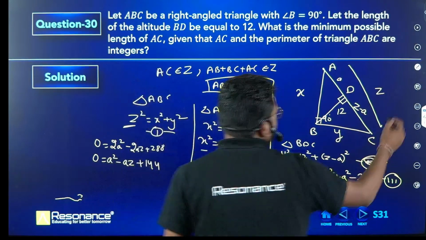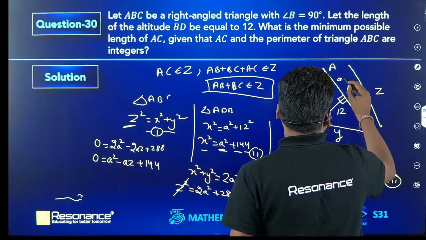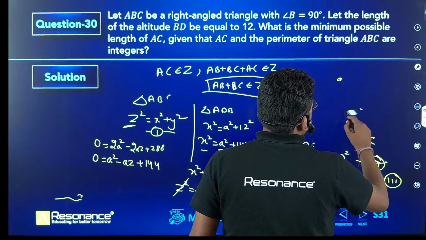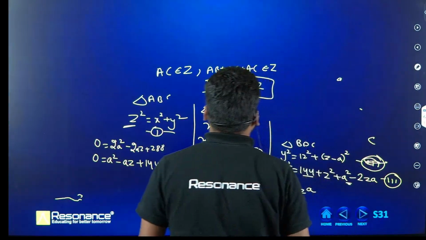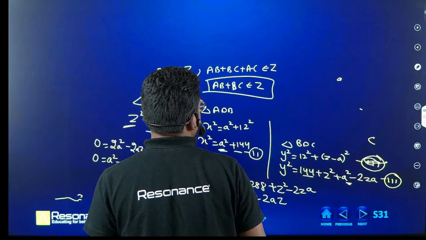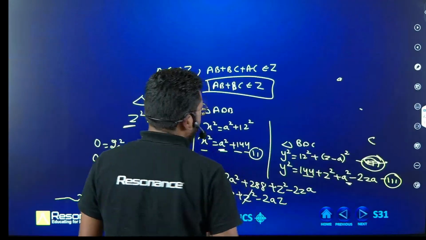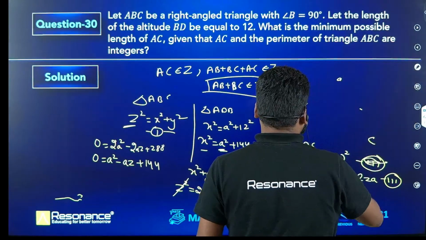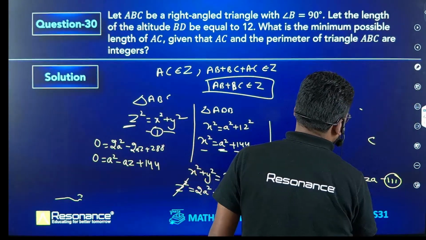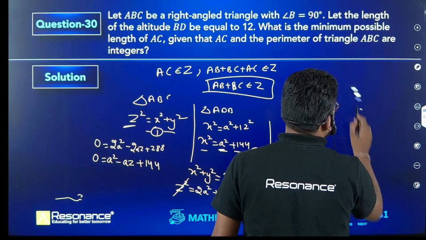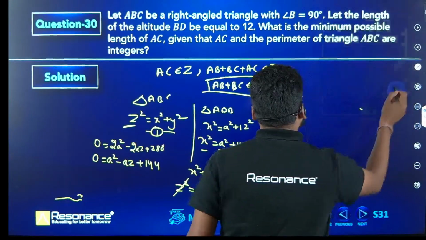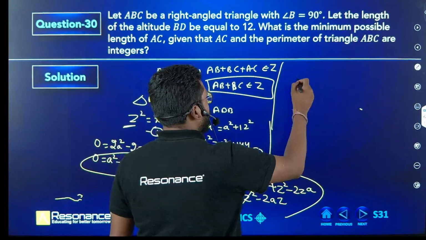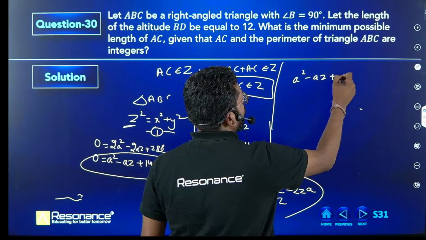Okay. So I'll erase some steps here to make some space. The equation will continue here. So our equation will be a square minus az plus 144 equals 0.